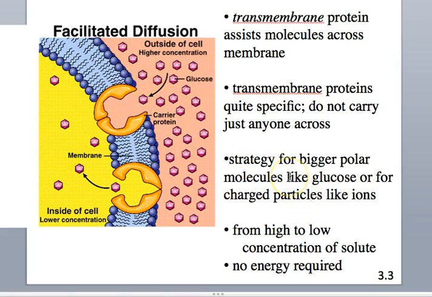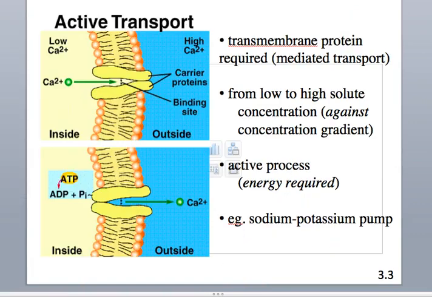So this is a strategy for big polar molecules like glucose, or charged particles like ions, because it's moving with the gradient. The gradient always goes from high to low. Since you're moving with that gradient, you do not require energy. Important: if you're moving with the gradient instead of against the gradient, you don't need energy. It's going to happen naturally.